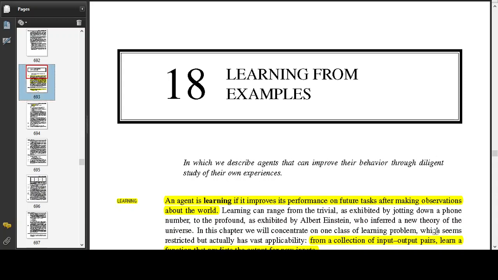Good morning, and today we are going to see the learning methods in AI systems. Okay, different learning methodologies in AI systems.